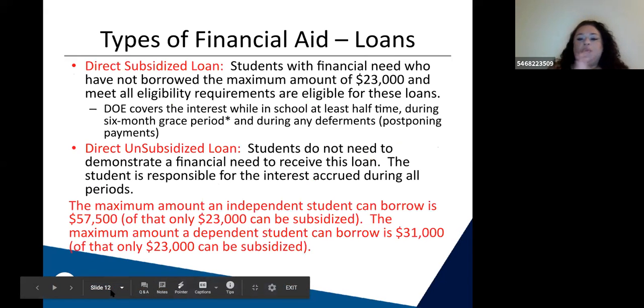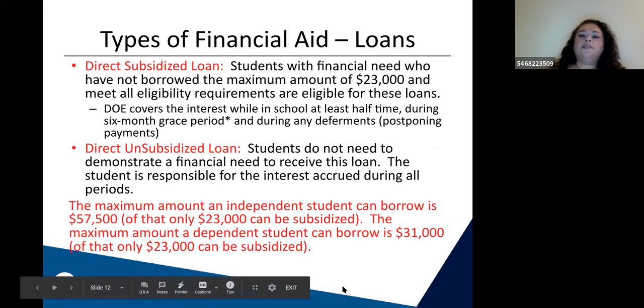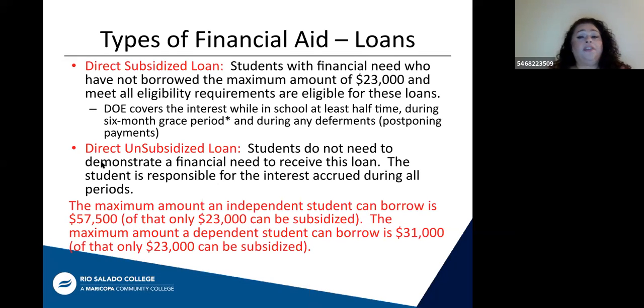So these are the loans. These are the fun loans that everybody loves. Just kidding. Yeah, 600%. So we have direct subsidized loans. Those students who qualify have to have financial need. And the maximum amount that you could borrow is $23,000.